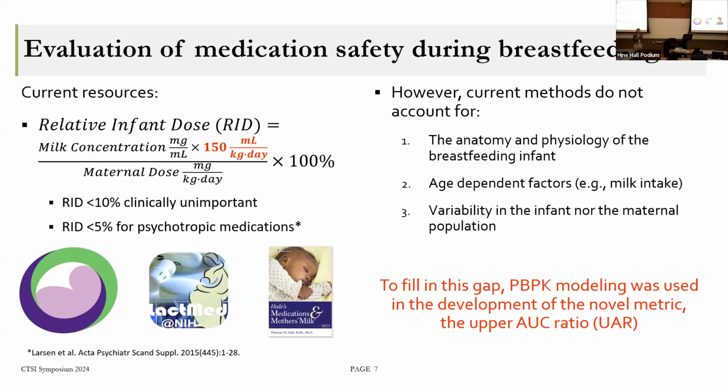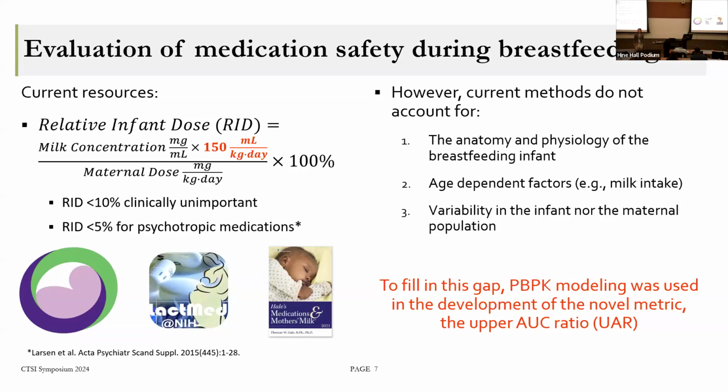To really drive this home, these current methods, including the RID, don't account for 3 things. One, the anatomy and the physiology of the breastfeeding infant. Even in that equation, the only thing that talks about the infant is the volume of milk intake, which I just mentioned is pretty arbitrary. Second, age-dependent factors. Across infant ages, you might have different volumes of milk intake. For example, a 2-week-old might be consuming more breast milk on a per-weight basis than a 2-day-old. And third, the variability in the infant and maternal population.